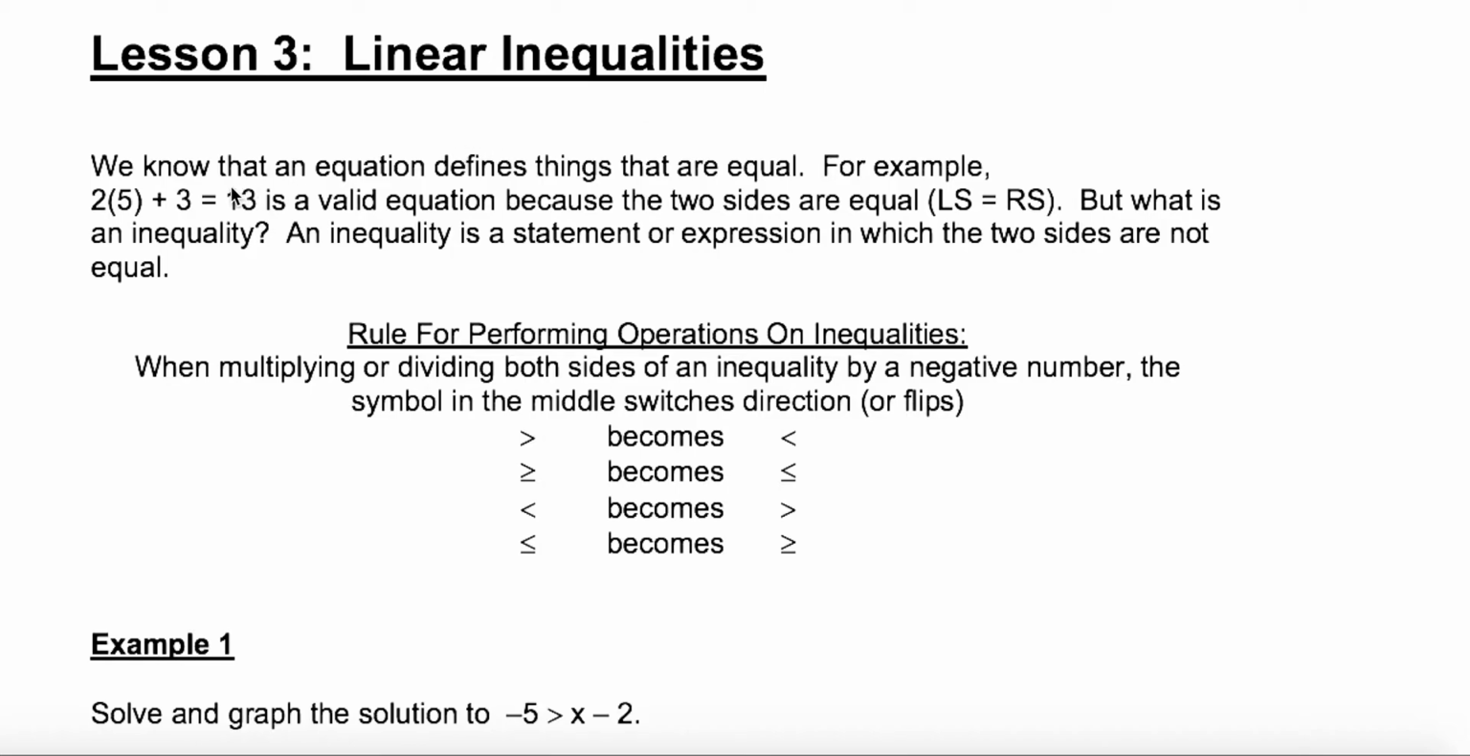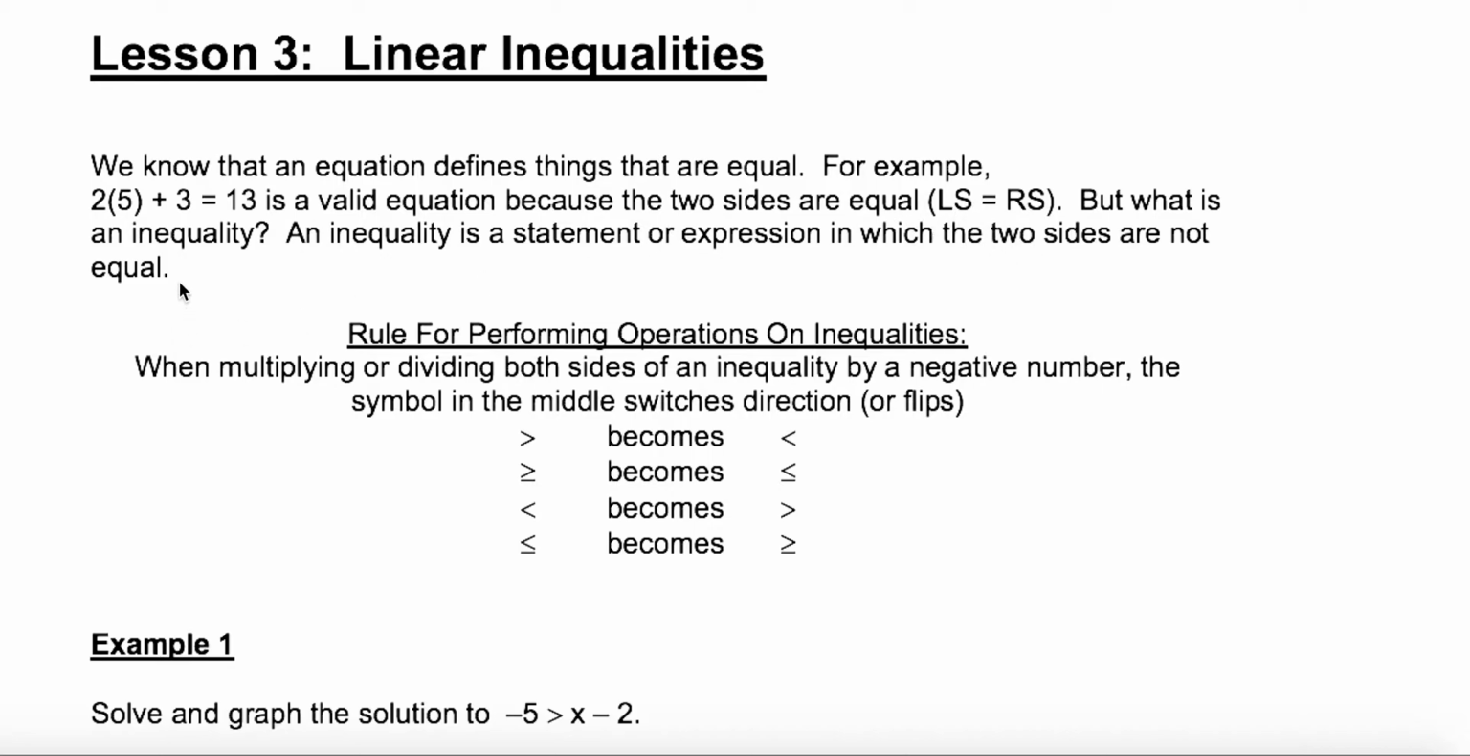Basically, we know what an equation is. An equation like 2 times 5 plus 3 equals 13. Well, 2 times 5 is 10 plus 3. This is true, right? Our left side equals our right side. We have an equal sign in the middle. This is an equation because we have terms on the left of the equal sign and terms on the right. So it's not an expression, it's an equation. It's a true equation because the left side equals the right side.